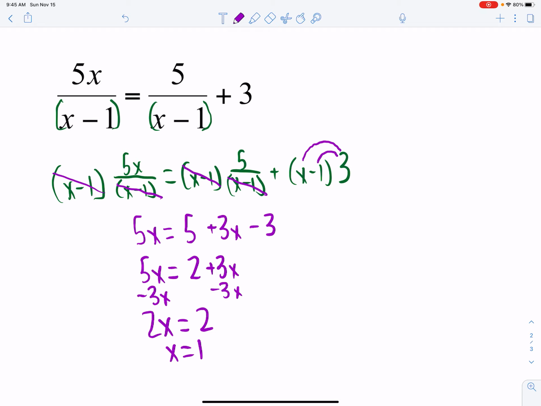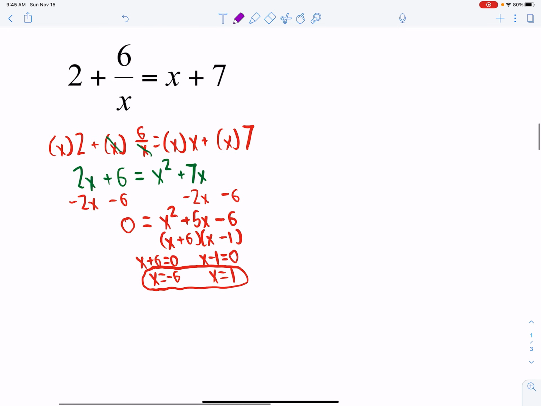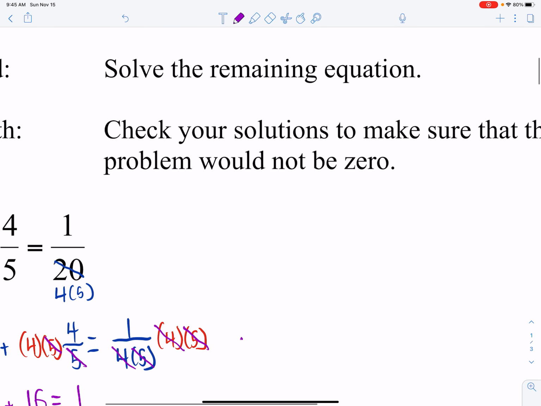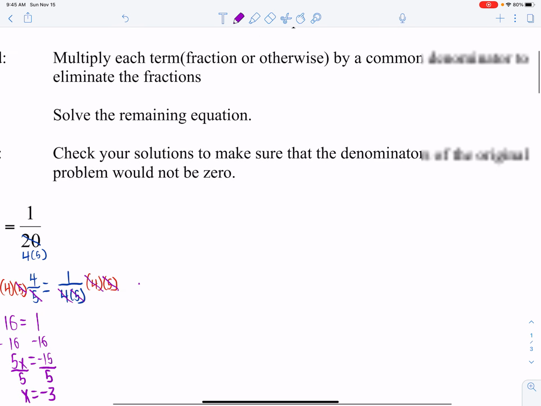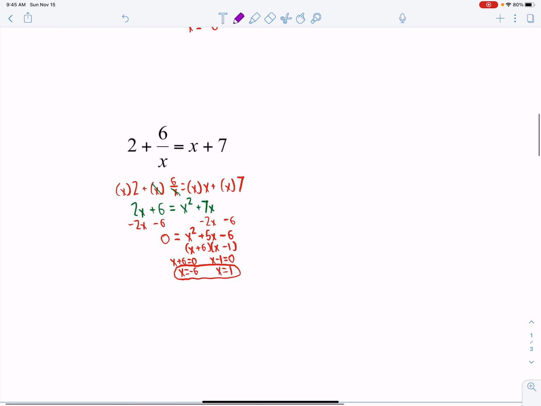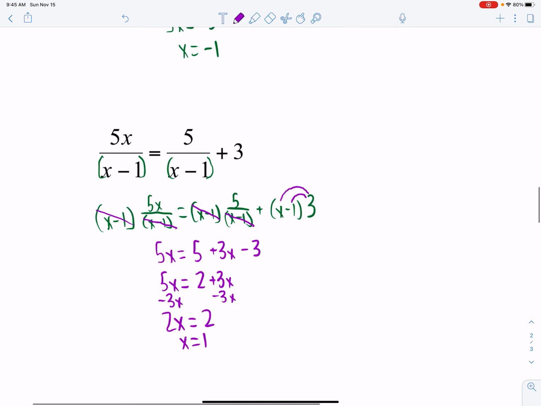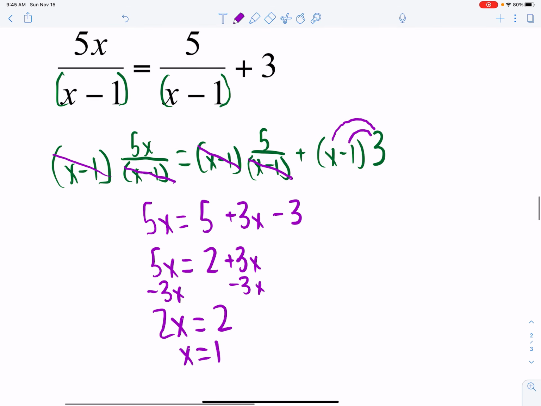Now think back to the fourth step of solving these equations that we had on the first page of the notes, which said, check your solutions to make sure that the denominators of the original problem would not be 0. We haven't had to worry about that yet, but if you take a look at this problem, we got x equals 1. And if we go back and check that in the original problem, we would end up with 1 minus 1, which gives us 0 on the bottom of the fraction. And we can't have that.